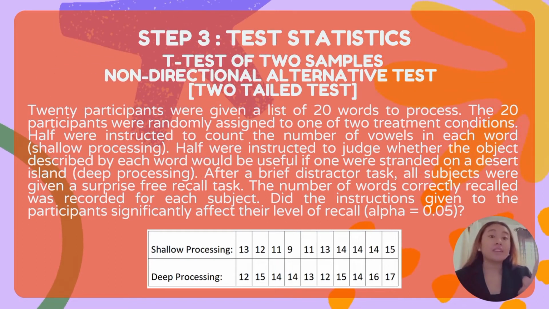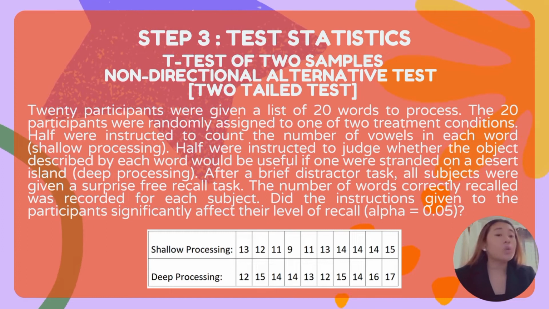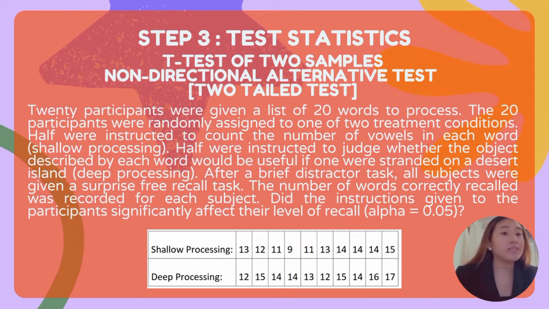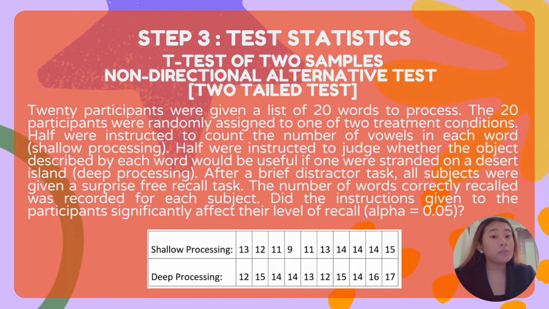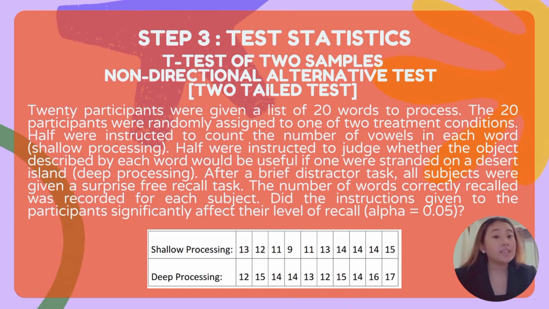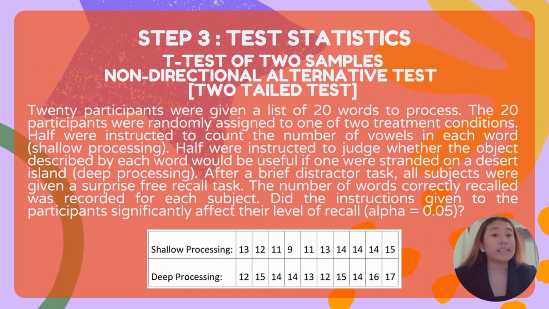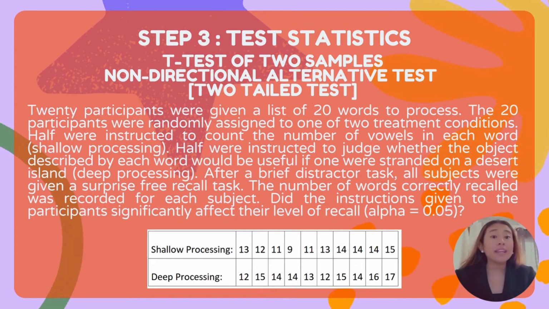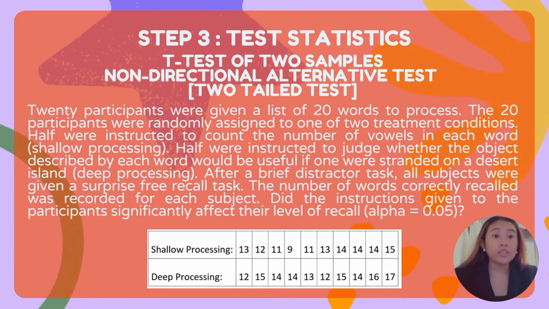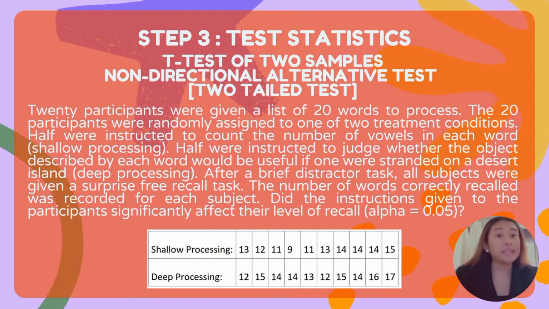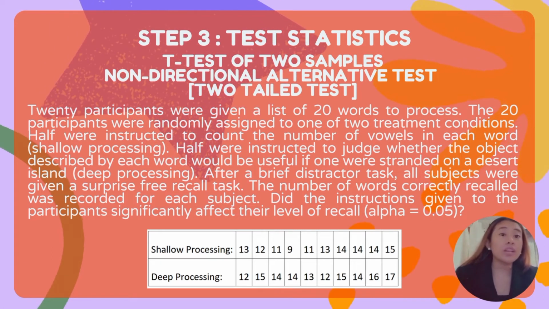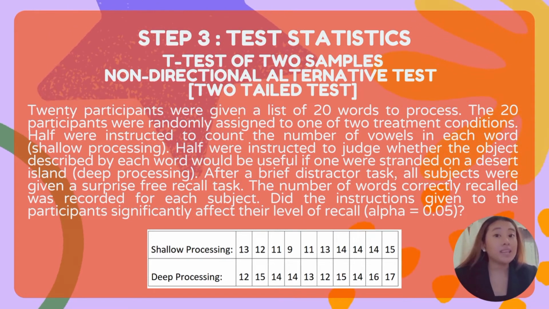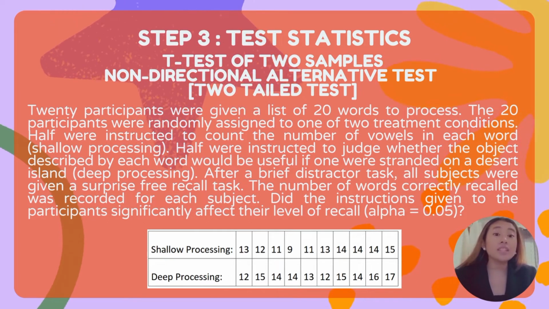And lastly, step 3, test statistics. We are going to identify the appropriate test statistics and the category of the alternative hypothesis. In this given problem, the appropriate test statistics is the t-test of 2 sample case, since our n is less than 30. In fact, our n is 20 and it is in pairs, so we are given 2 sample cases. Meanwhile, the category of the alternative hypothesis in this given problem is the two-tailed test, which is the non-directional alternative hypothesis.